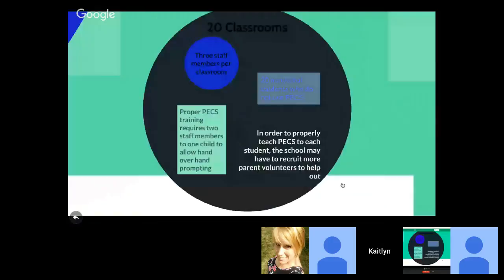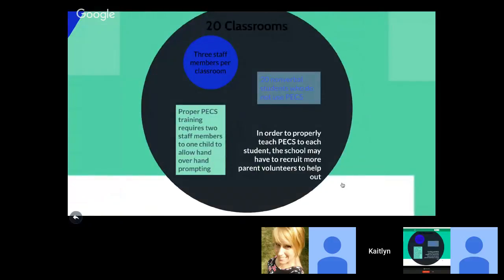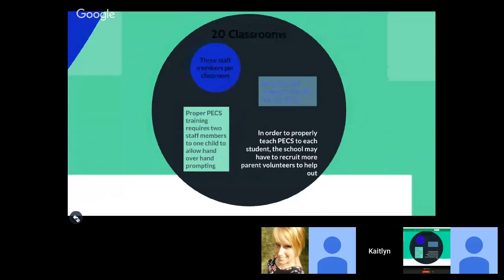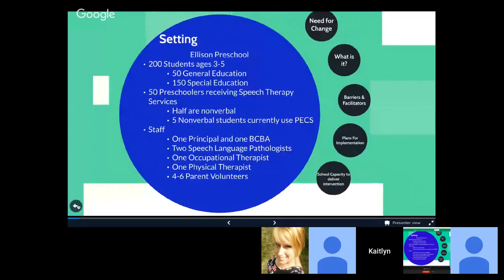And the school's capacity to deliver the implementation: currently there are 3 staff members per classroom, and there are 20 nonverbal students total who don't use PECs. With that PECs training, as I previously stated, it requires 2 staff members per child to allow for one hand-over-hand prompting with a communication partner. In order to properly teach PECs to each student, the school may have to recruit more parent volunteers to help out. So there's a little bit of information on the exploration phase.